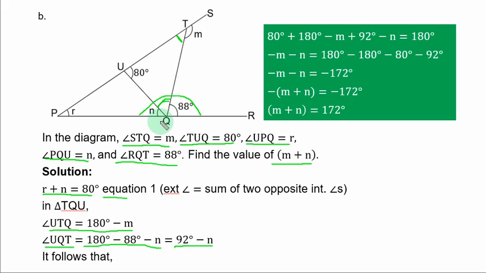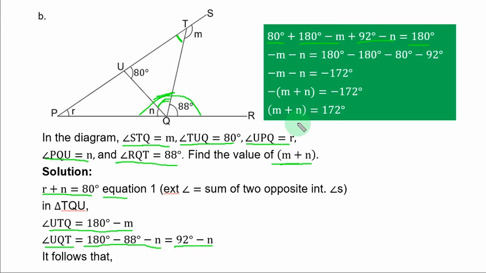So it follows that the sum of angles in triangle TUQ is 180. The first angle there is 80. Now this angle is 180 degrees minus m, and this last angle is 92 degrees minus n equal to 180 degrees. We are interested in m plus n.